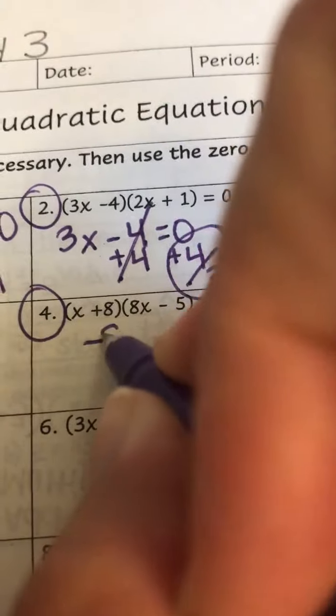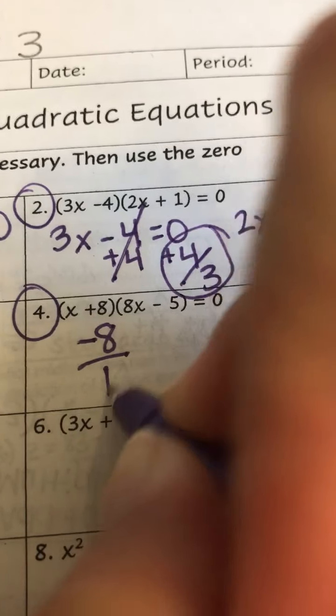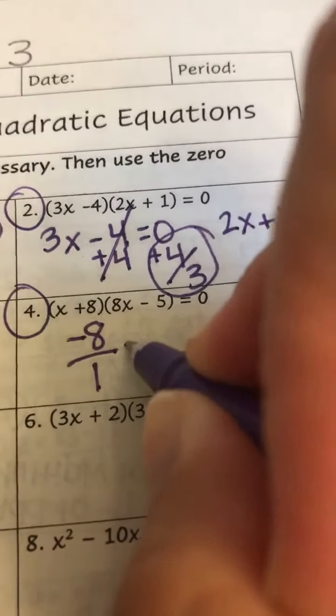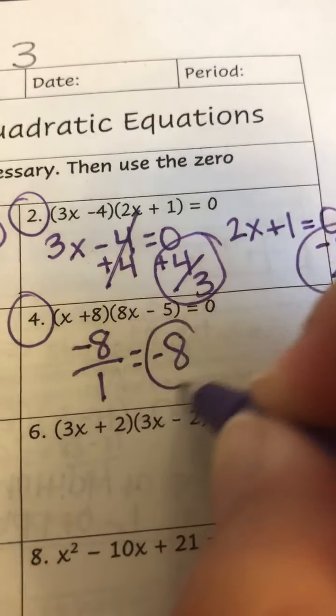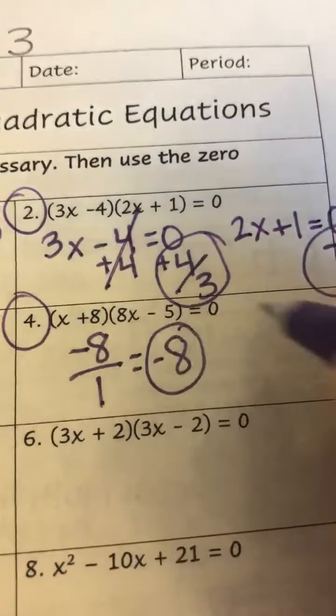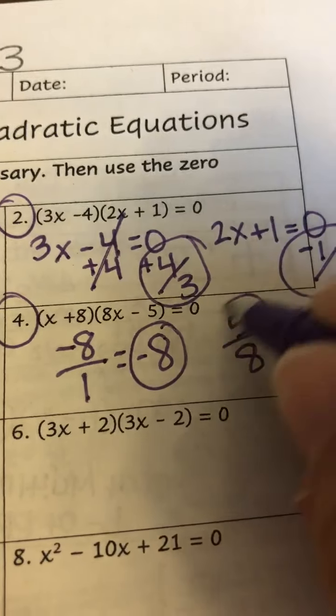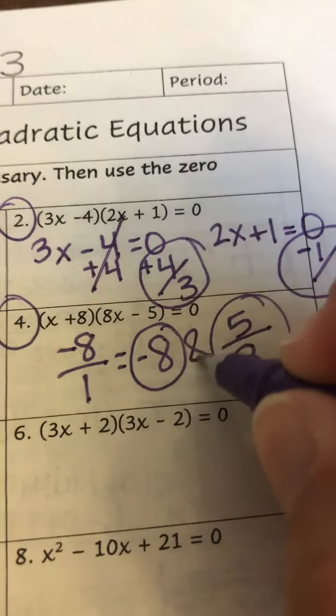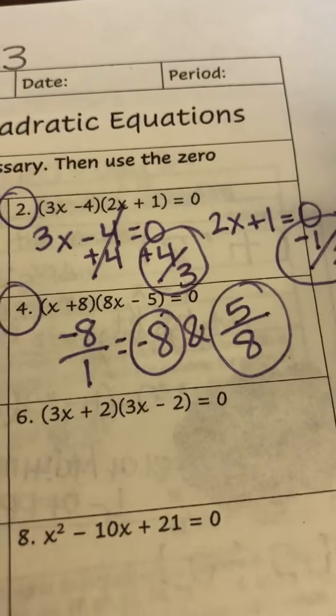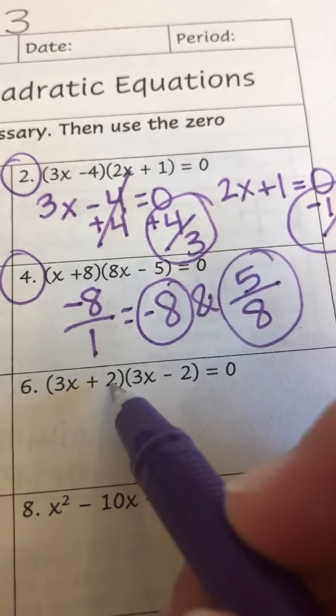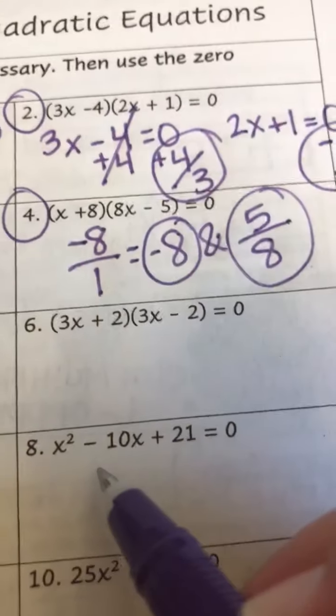Again, opposite of the back divided by the front, because your front coefficient would be 1. So one of your solutions is negative 8. The other one, the opposite of the back divided by the front, and your other intersection point for the x-axis would be 5/8. And that's all you're doing. So like this one would be negative 2/3 and positive 2/3.